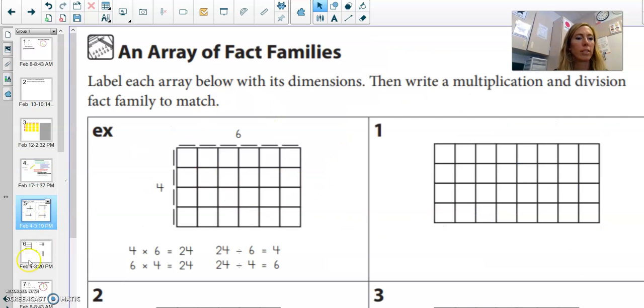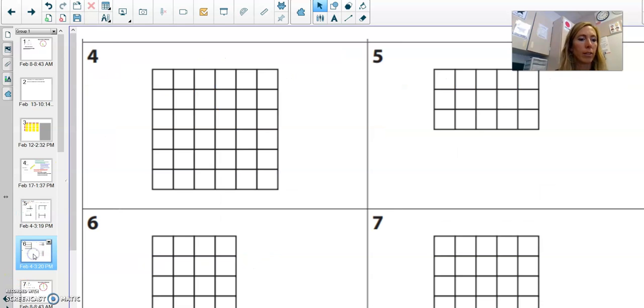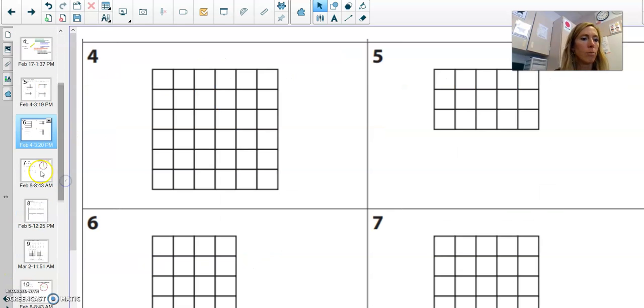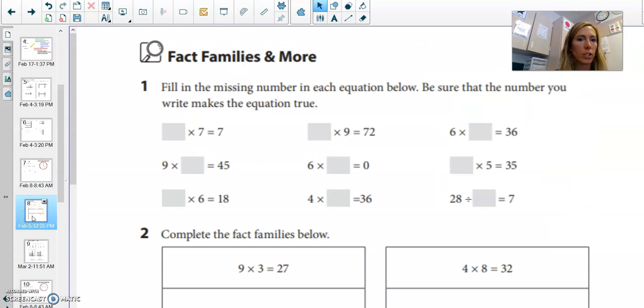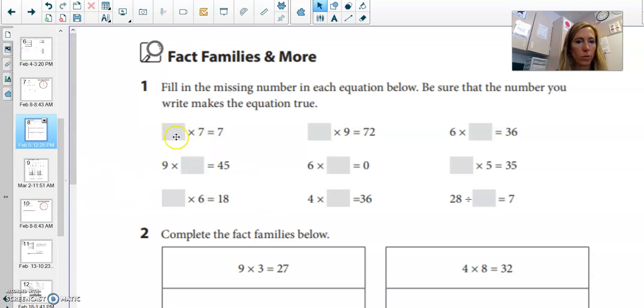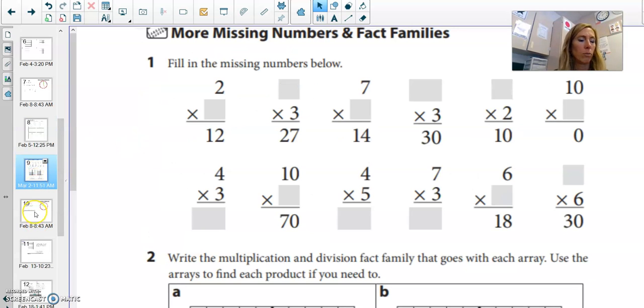Okay, and then you have some practice sheets of coming up with those fact families. Okay, and then you move on, you have your warm-up, you go into let's work on some more fact families, right? Or coming up with the unknowns in various multiplication problems, which lends itself to division. All right, so just more practice pages.